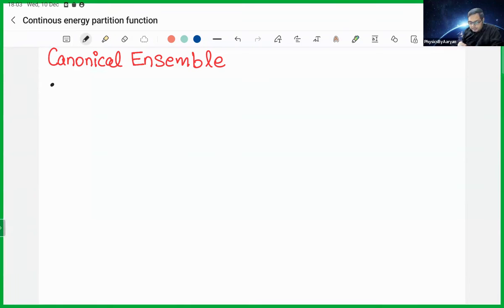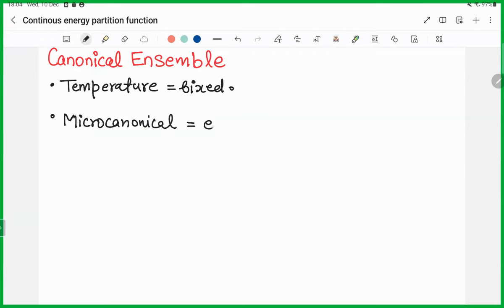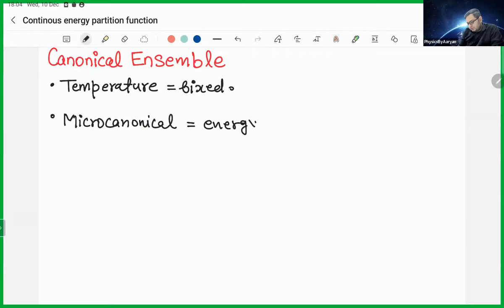Canonical basically means that your temperature is fixed, so your system's temperature is not changing. So how do you know when to use canonical ensemble? It is always when the temperature is fixed. Similarly, can anyone tell me when do we use microcanonical? When energy is fixed. Yes, so when energy is fixed.